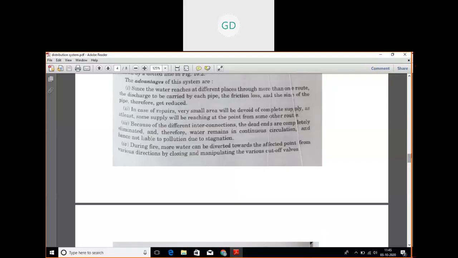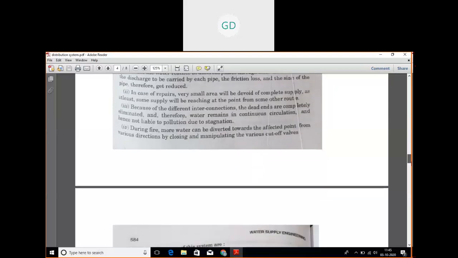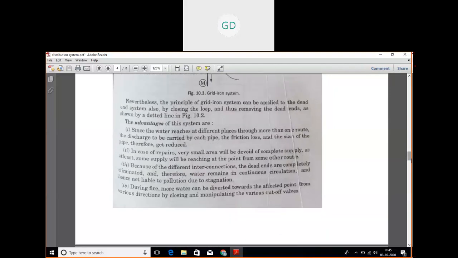Next, number four. Also during fire, more water can be diverted towards the affected point from various directions by closing and manipulating the various sluice valves, because here the water can be supplied from different directions.